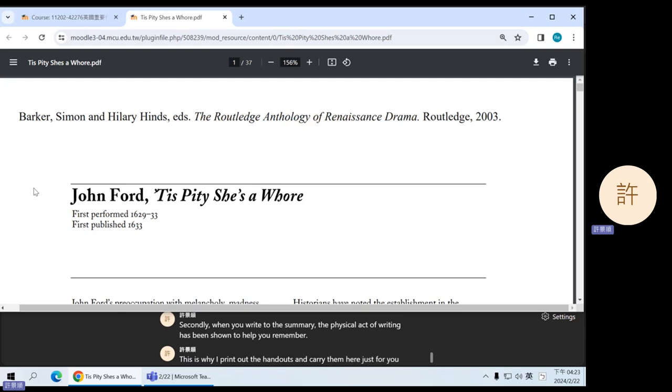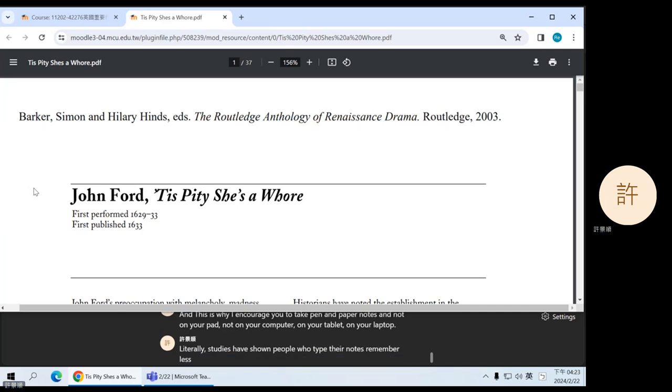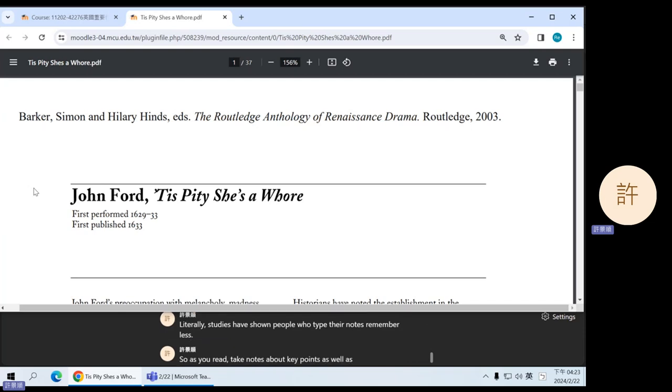Secondly, when you write the summary, the physical act of writing has been shown to help you remember. This is why I print out the handouts and carry them here just for you. And this is why I encourage you to take pen and paper notes and not on your pad, not on your computer, on your tablet, on your laptop. Literally, studies have shown people who type their notes remember less. So as you read, take notes about key points as well as the language.